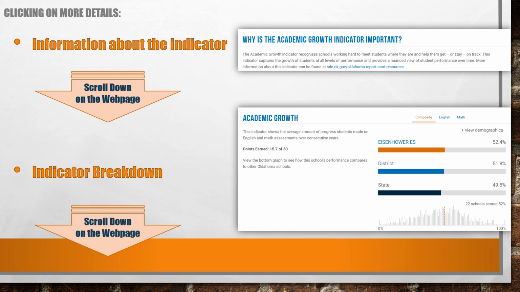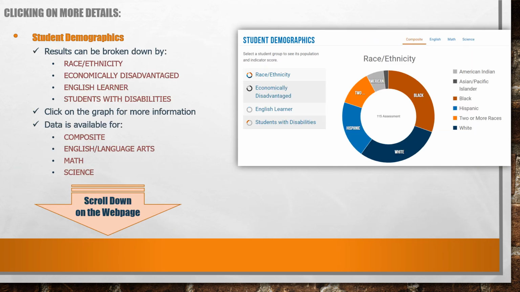As you scroll down the web page, you will also see an indicator breakdown which compares the site, district, and state averages. Data can further be broken down by subject and/or demographic groups. By clicking on the graph, you can compare higher and lower ranked schools in Oklahoma. As you scroll down, you will see information about student demographics. Results of the indicator can be broken down by clicking on any of the subject groups on the left, including race and ethnicity, economically disadvantaged, English learners, and students with disabilities.